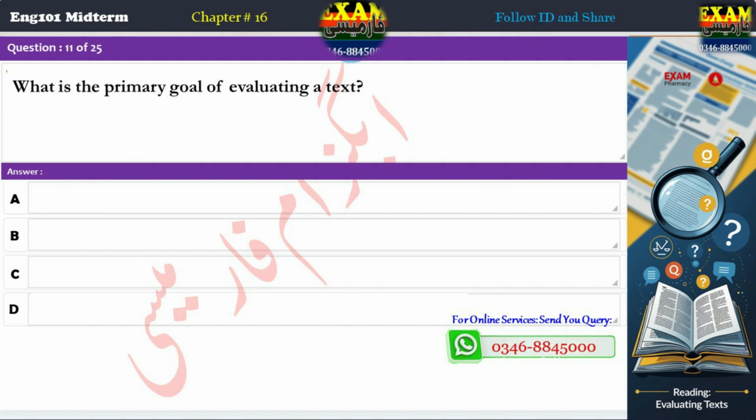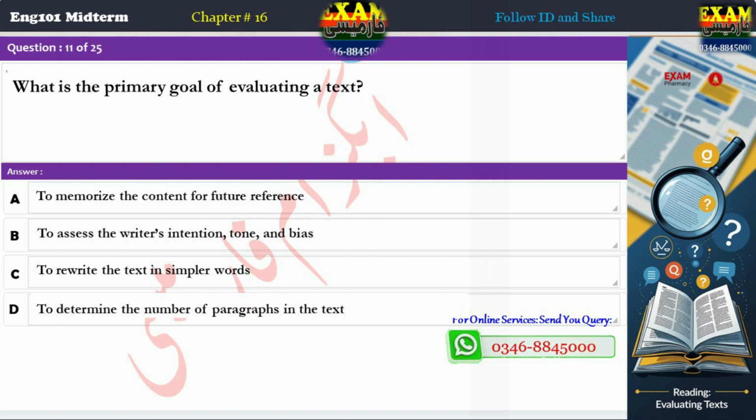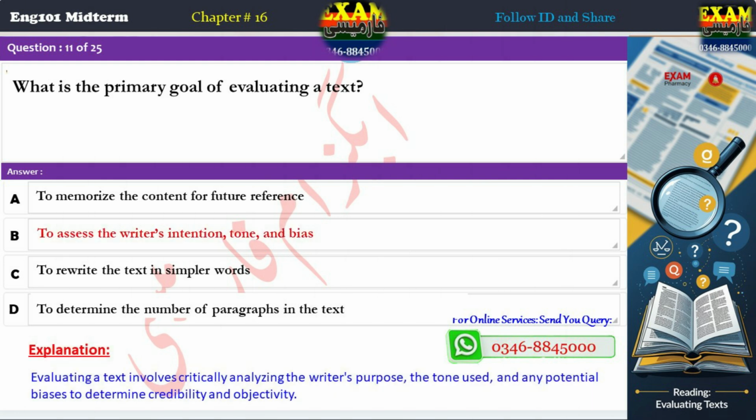Question 11. What is the primary goal of evaluating a text? A. To memorize the content for future reference. B. To assess the writer's intention, tone, and bias. C. To rewrite the text in simpler words. D. To determine the number of paragraphs in the text. Correct answer. B. To assess the writer's intention, tone, and bias.